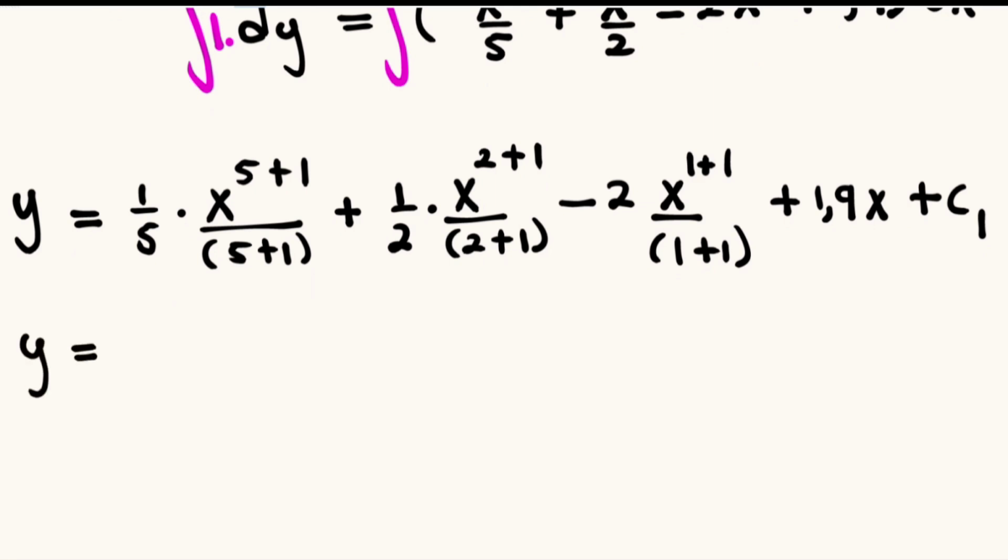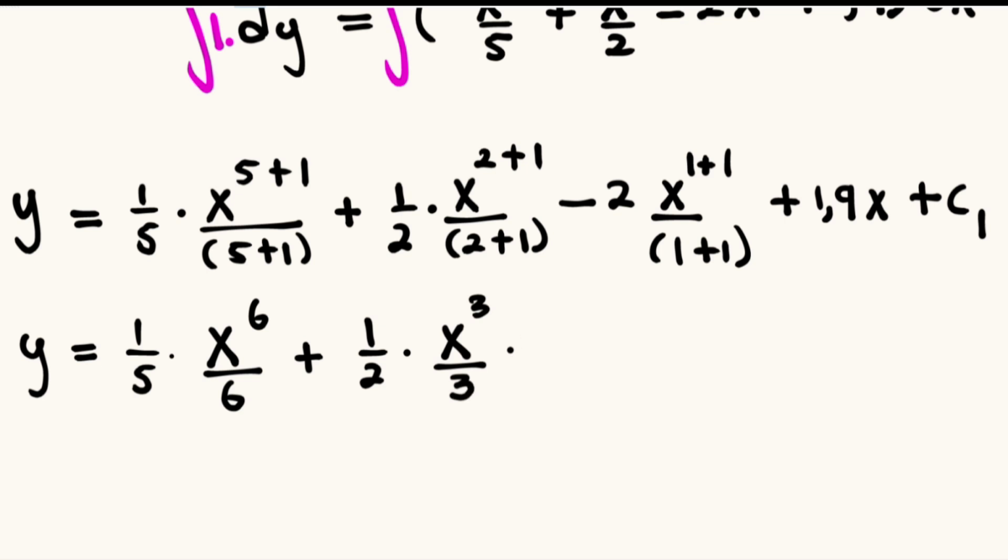Let's try to simplify. y will be equal to 1 over 5 multiplied by x raised to the power 6 divided by 6, plus 1 over 2 multiplied by x raised to the power 3 divided by 3, minus 2 multiplied by x raised to the power 2 divided by 2, plus 1.9x plus c1.